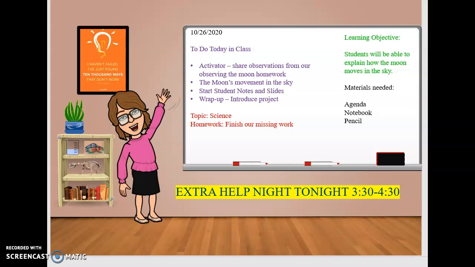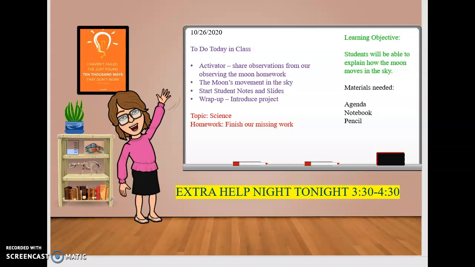10/26/2020, October 26th, which is Monday, this is what we did in class. So we shared our observations from our observing the moon homework. We looked at differences, similarities, and why we think that might happen.